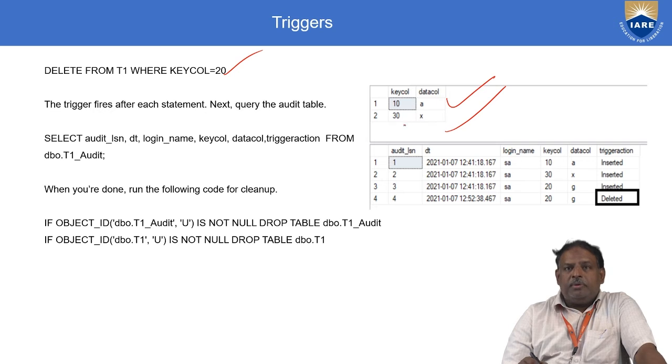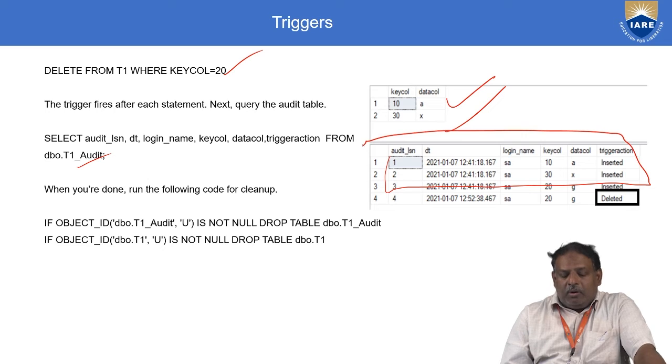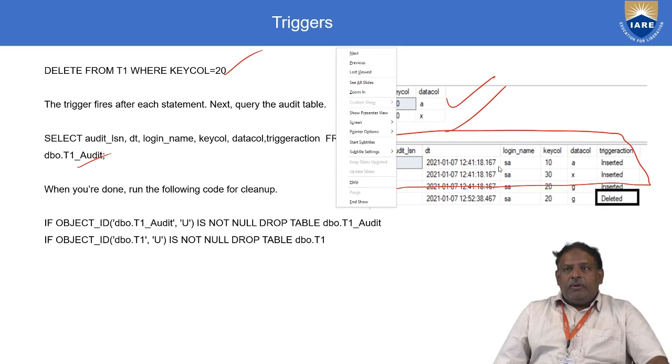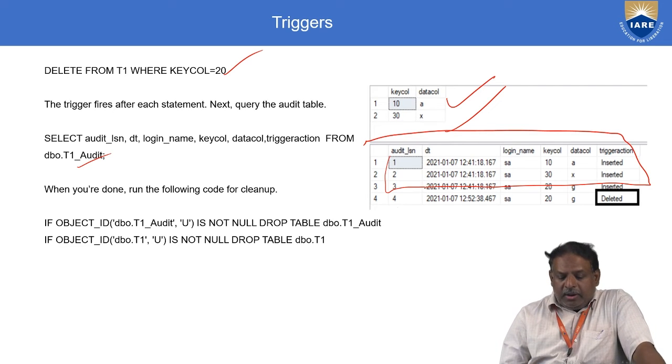We have only 2 columns. Now you say select from the audit table, T1 audit. Here, what do we get? See, the first 3 records are from the insert from the earlier command. Now you have deleted the 20th record. Now here, see the 4th record. See the timestamp. The key value is 20.